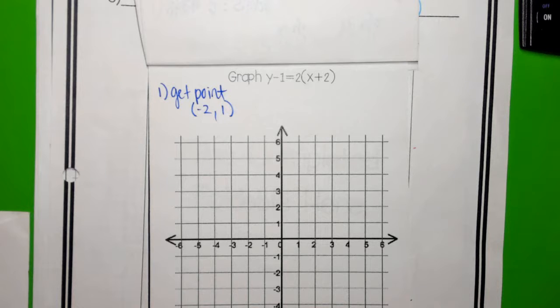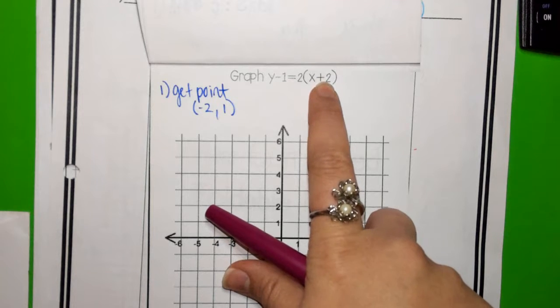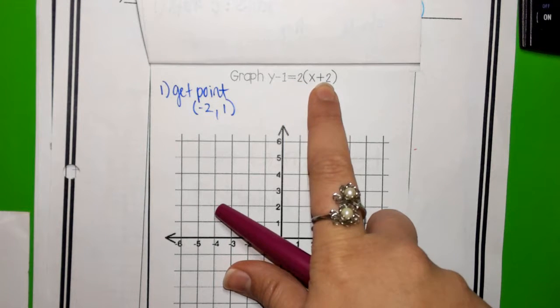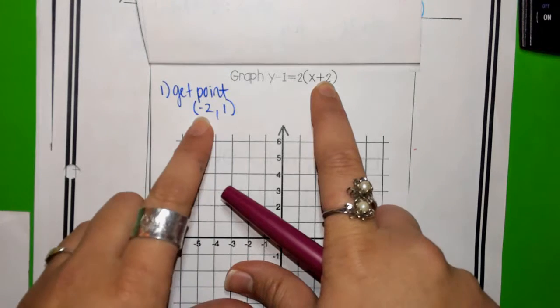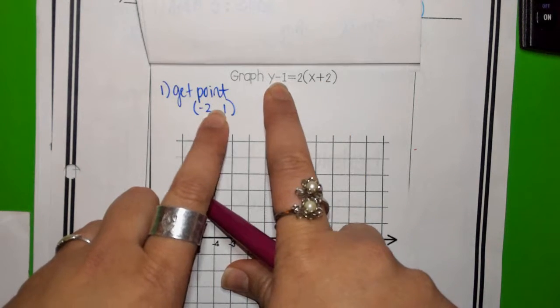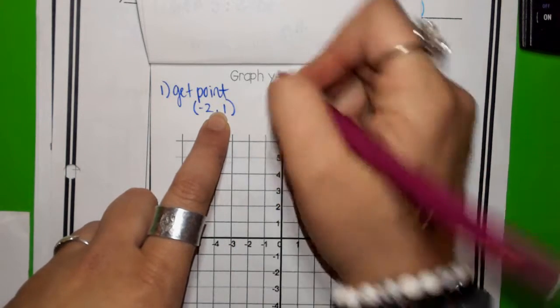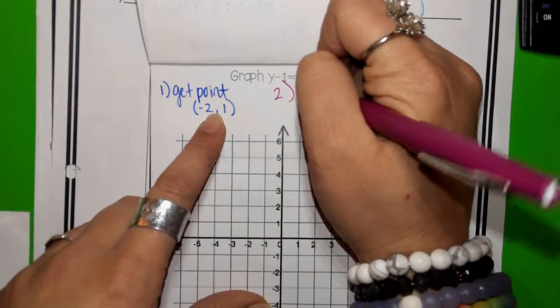Where did that come from? The point came from here. So you take the opposite of here because you do your x first. So you do the number that's by your x. So you take the opposite of positive 2, and that's negative 2. So that's your x value. Then you take the opposite of negative 1. That's positive 1. That's your y value. That's all you do. Step 2, get your slope.